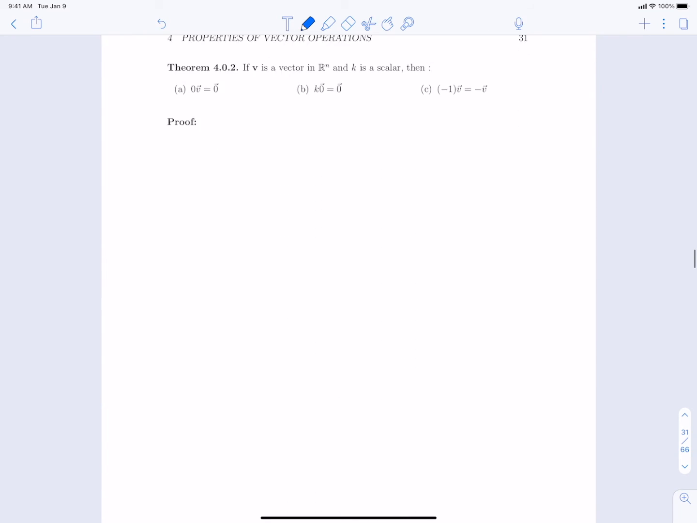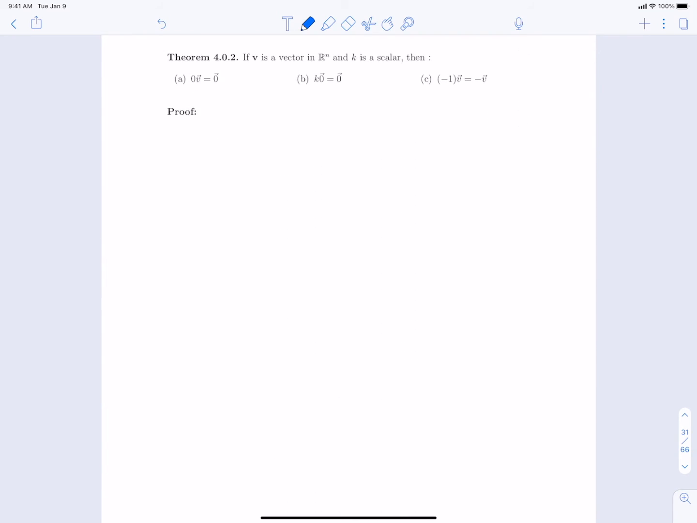Now on our next page, we again have another theorem that we're going to look at. This is a theorem based on our zero vector and our additive inverse, or our negative vector. So in this case, I'm only dealing with one vector, so when I define what I need, I'm just going to define v and let v be v1, v2 to vn. So I've defined what my vector v looks like.